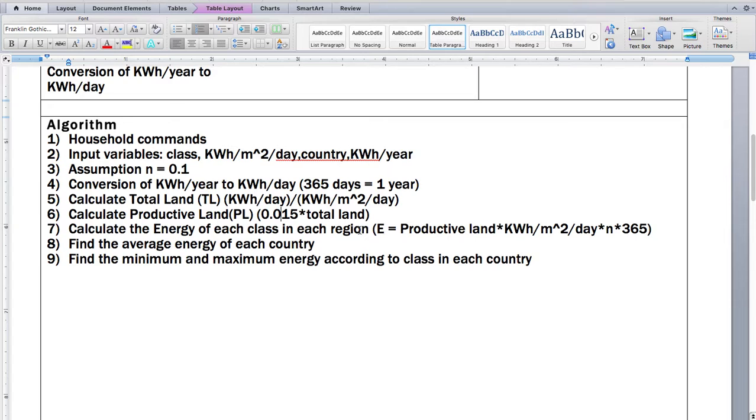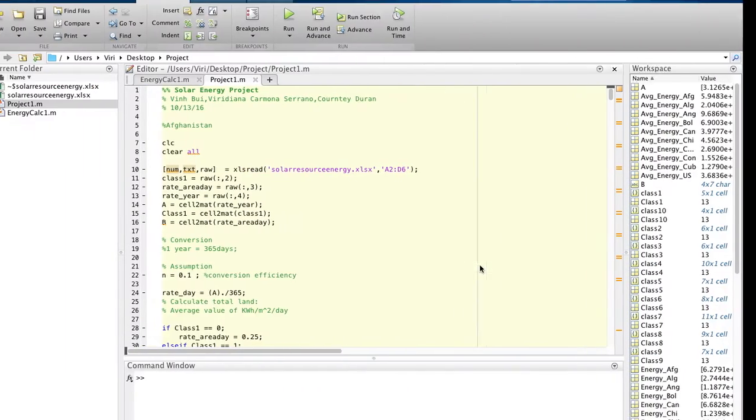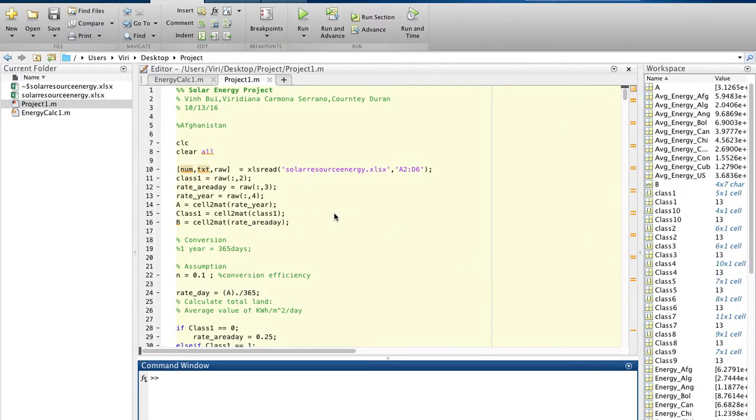And then we're going to calculate the energy of each class in each region by using this equation here, which just uses all of the previously mentioned values as the productive land and the irradiance, the value n, and 365. And then we're going to find the average energy of each country, and then we're going to find the minimum and maximum energy according to class in each country. Now moving on to our code.